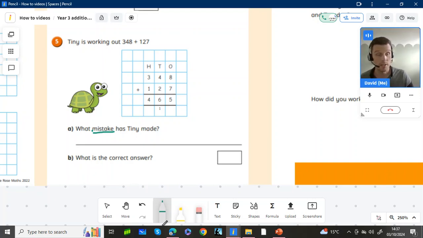So 8 plus 7 is 15, and Tiny's remembered to carry the 1 forward. That's brilliant. But have a look at the tens now. 4 plus 2 does equal 6, but has he added the extra 1? I'll leave you to work that out. Okay, so once you finish question 5, we'll move on to the other part of the PowerPoint.